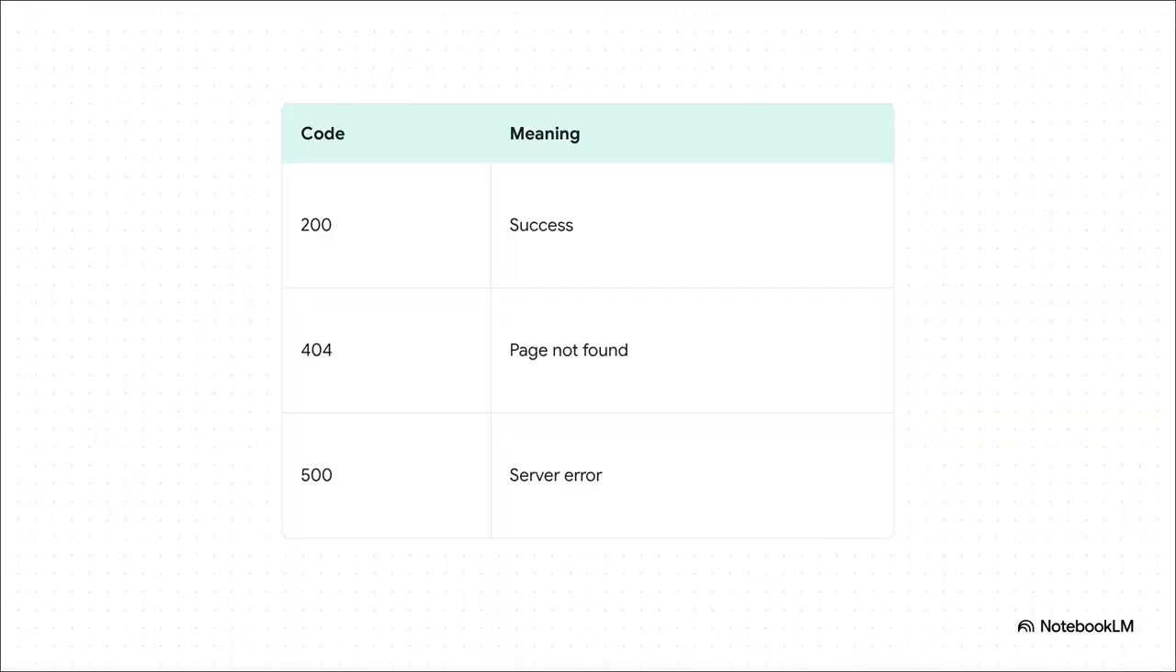I'm sure you've seen some of these before. A 200 code is the good one. It means success. Everything worked and the page is on its way. The infamous 404 means the server is working just fine, but it couldn't find the specific page you asked for. And if you see a 500, that means something broke on the server's end, not yours.